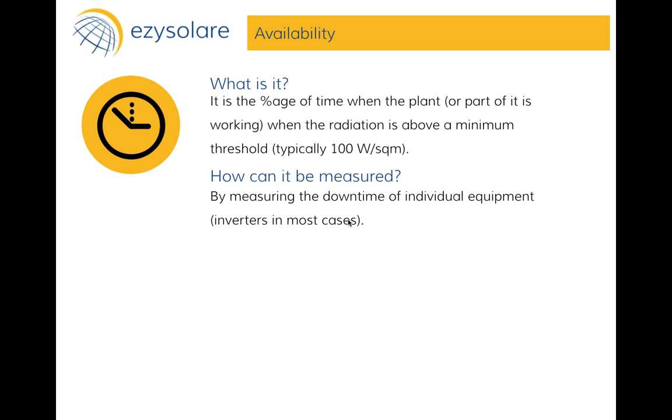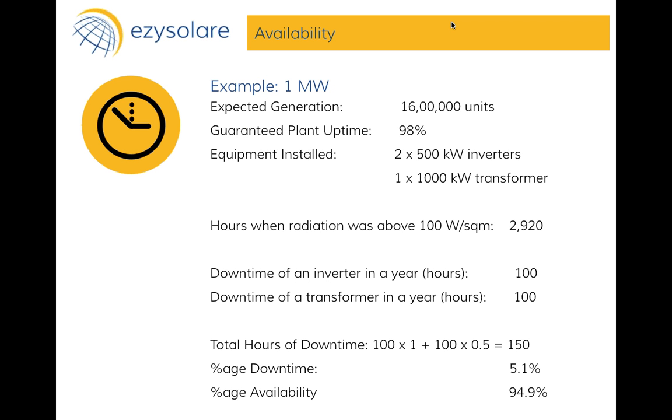Again, let me explain it to you by giving an example. Let's again assume that we had 16 lakh units. Let's assume that the guaranteed plant uptime was 98%. Now, say the equipment installed for a 1 megawatt power plant was 2 inverters of 500 kilowatt and 1 transformer of 1000 kilowatt. I've taken a ballpark assumption that in a year, about every day you get about 8 hours of time where you have got radiation of more than 100 watt per square meter. Say the downtime of an inverter in a year was 100 hours. Say the downtime of a transformer in a year was also 100 hours.